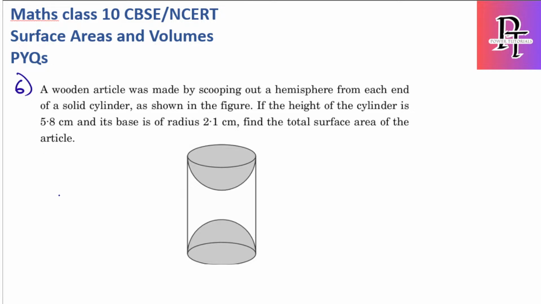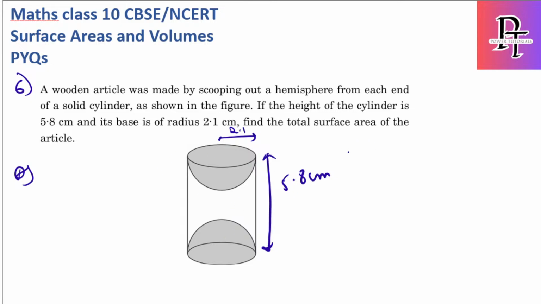This is a 5 marks question, so let's study it in detail. What is the question? A wooden article was made by scooping out two hemispheres, one from each end of a solid cylinder, as shown in the figure. We have a cylinder here, and the top and bottom have been cut out in the form of hemispheres. The height of the cylinder is 5.8 centimeters and the radius is 2.1. Find the total surface area of the article.